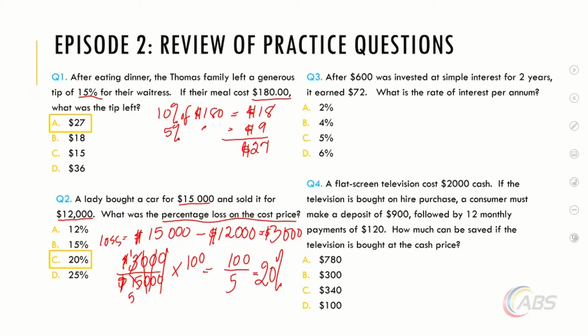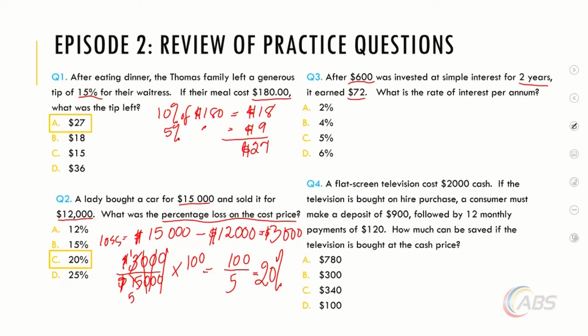Okay? Question 3. After $600 was invested at simple interest for 2 years, it earned $72. What is the rate of interest per annum? Let's read again. After $600 was invested at simple interest, yes, for 2 years, it earned $72. What is the rate of interest per annum?